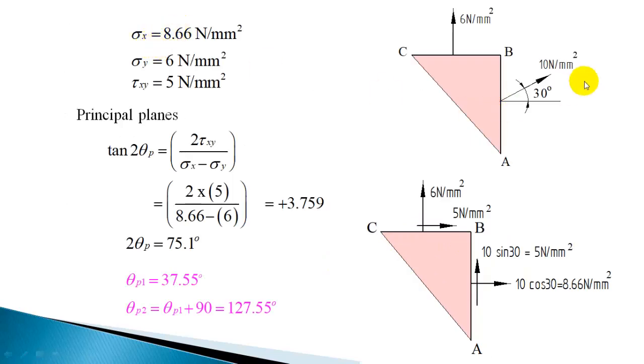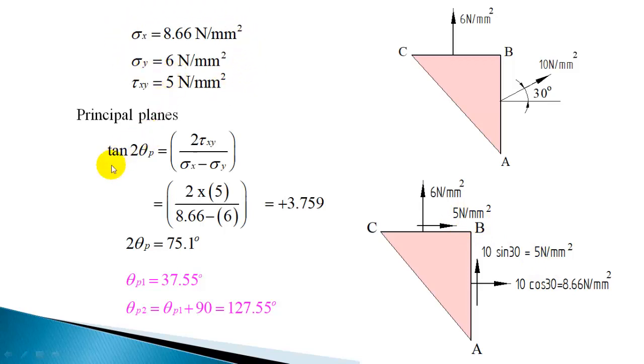The x component is 10 cos 30, which is 8.66 Newton per mm square, and sigma y is 6 Newton per mm square. And tau xy, the y component of this, 10 sin 30, which is 5 Newton per mm square. So you got tau xy also. Its y component is going to be upward, so that is 5 Newton per mm square. As per the complementary shear stress theorem, even the horizontal plane should be associated with the same amount of shear stress, 5 Newton per mm square.